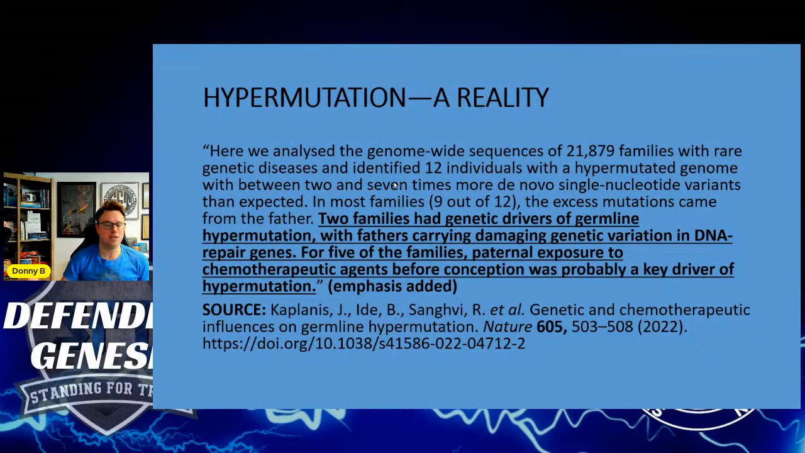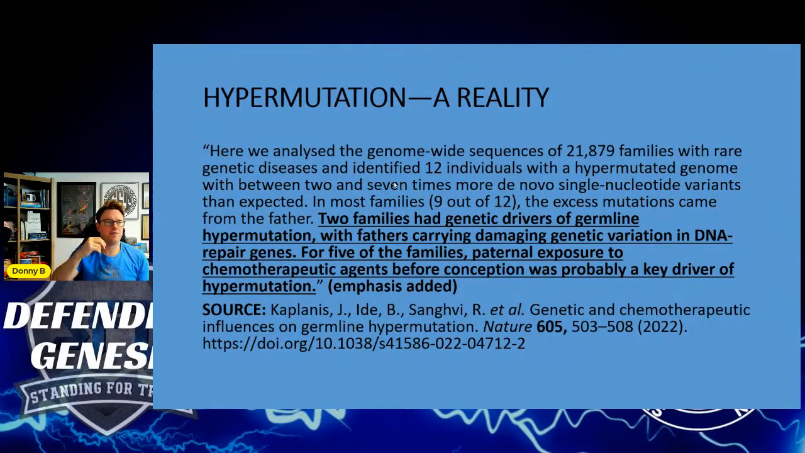Okay, notice this, hypermutation. Guys, hypermutation is a reality. What does this say? This is a 2022 paper. Two families had genetic drivers of germline hypermutation, with fathers carrying damaging genetic variation in DNA repair genes. So you have mutations to important DNA repair genes, which could be due to environment. That's what we know. Environment can drive hypermutation.